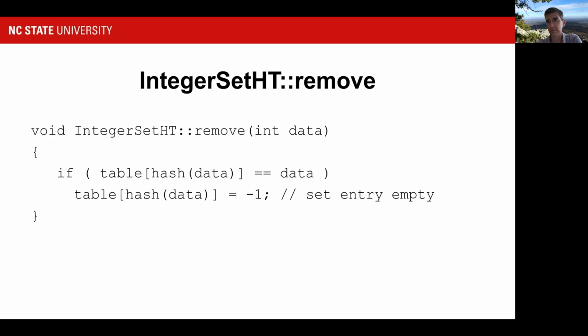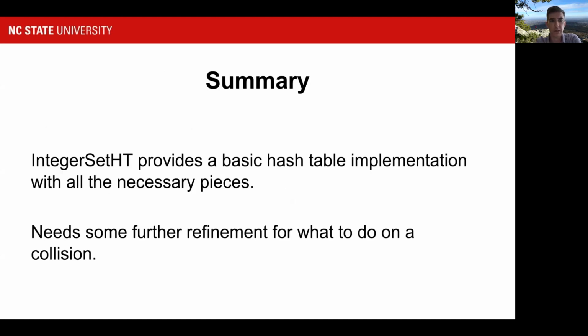Okay, so all in all, pretty straightforward implementation. There are a few things we need: we need the hash table, we need the hash function, and we need to use those two things together smartly. But all the code in each of these functions is really short, just a few statements, and there are no loops. The fact that there are no loops is a very strong sign that this is a fast implementation, that it's O(1). Each of these operations is O(1). Okay, so the IntegerSetHT class we just wrote provides a basic hash table implementation with all the necessary pieces. It needs some further refinement though for what to do on a collision, and we're going to take a look at that next.